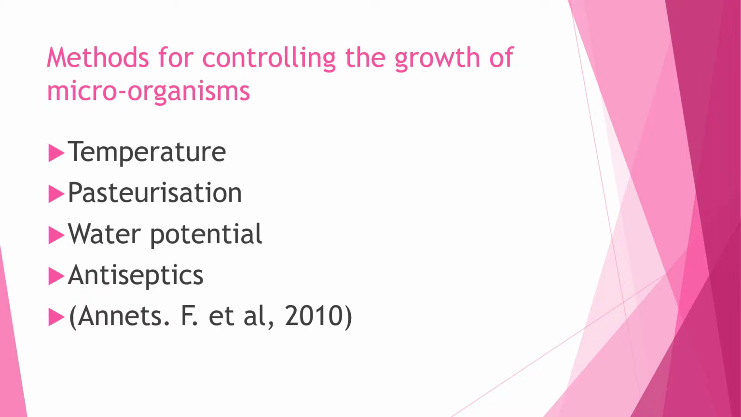Pasteurization. This method is used for milk and beer. When a temperature of 72 degrees Celsius is applied for 15 to 20 seconds, the number of pathogens is reduced so that they cannot cause diseases. Water potential. Placing food in strong salt or sugar solutions preserves it because water leaves bacteria cells by osmosis, and the cells cannot carry out their metabolic reactions. Antiseptics. These can be used to kill microorganisms on living tissues, such as skin.